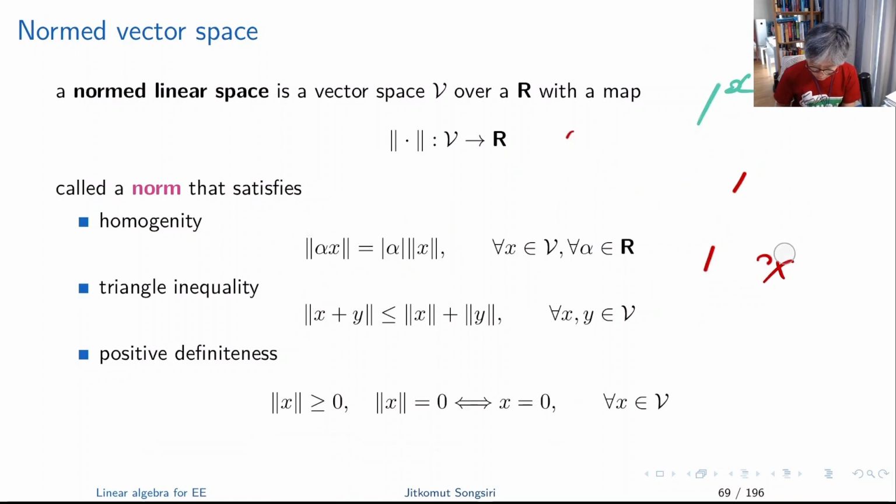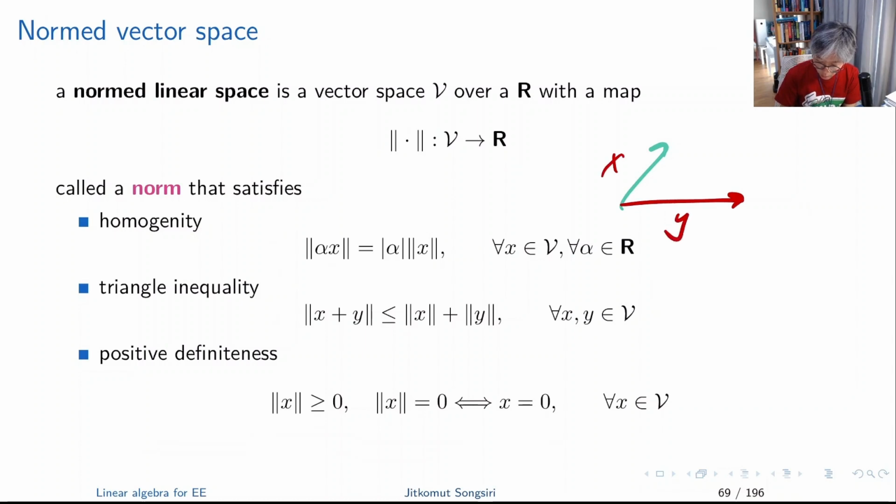Second of all, it must obey the triangle inequality. The norm of the sum is less than or equal to the sum of the norms. So in Rn, we have seen this property because we know that when this is x, this is y, the vector x plus y is here, right?